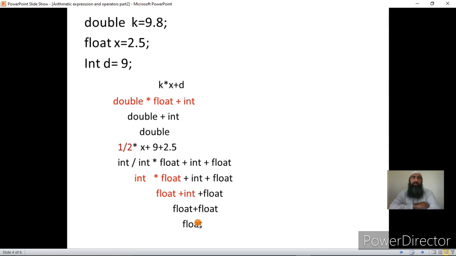Now the nutshell of this discussion is that whenever an operation is being performed, the C compiler will convert the operand with a lower type into the higher type. So first there is a conversion, then it will do the operation and produce the result in the higher type. So lower type is converted to higher type, and then the result is produced in the higher type. This is the rule. And if the data type is the same, then no problem, we don't need conversions.